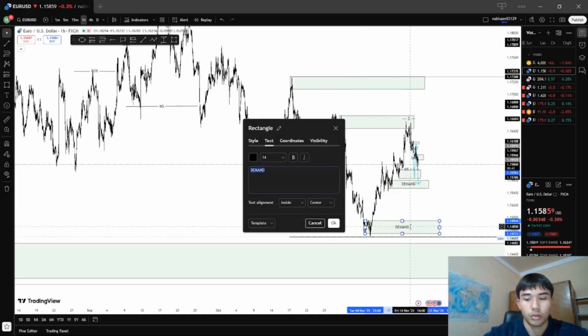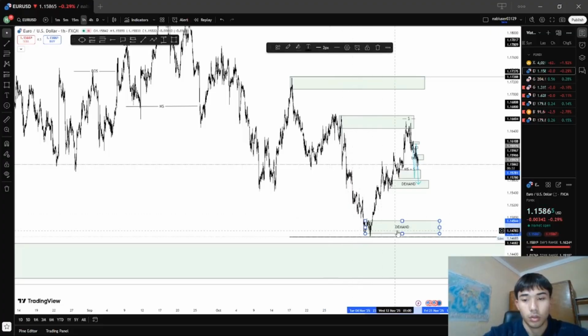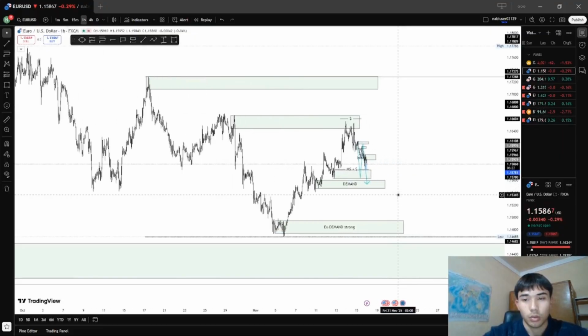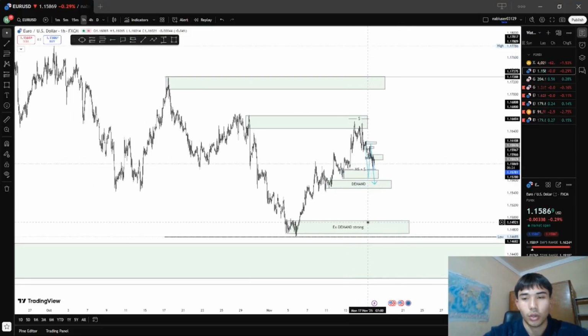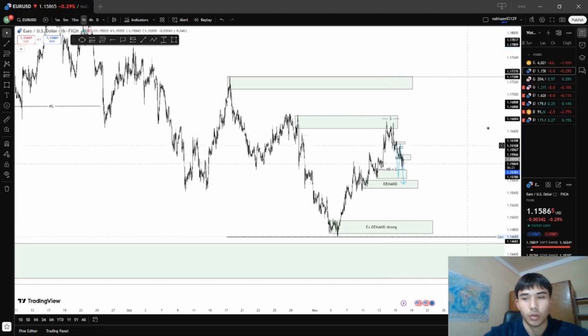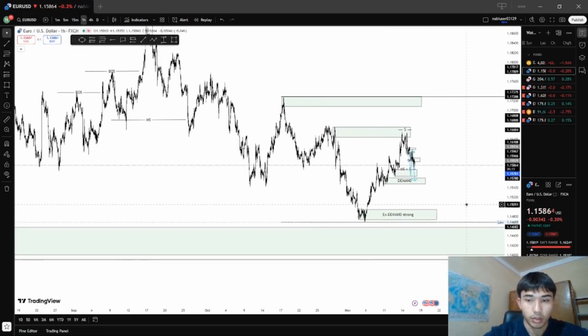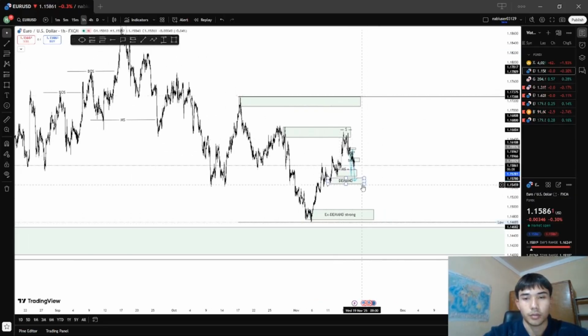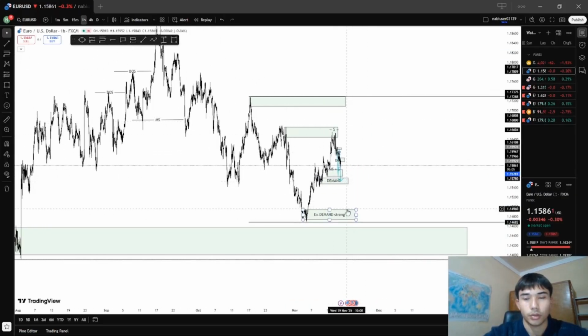Yeah, here is our extreme demand zone and a strong demand zone, where price doesn't have any evidence of blasting through it. Maybe, but not much. When the price comes here, it will actually respect this demand zone and go back to the upside.